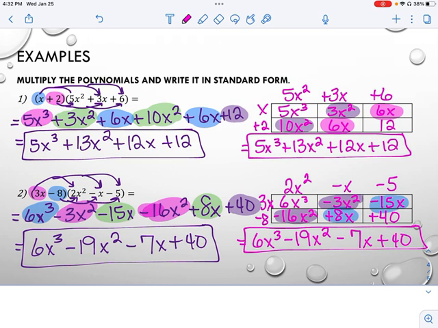And that is how we end up multiplying a binomial by a trinomial, or we could multiply it by any number of term polynomial. We just do the same process, repeating that distributive property until we've multiplied everything by everything.